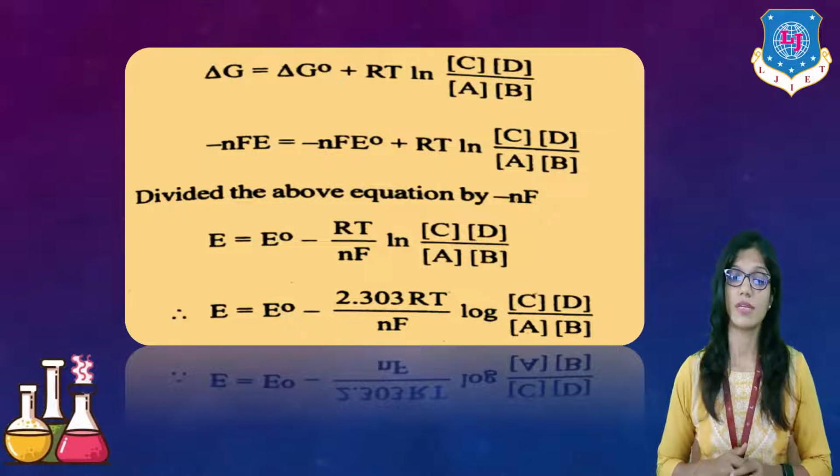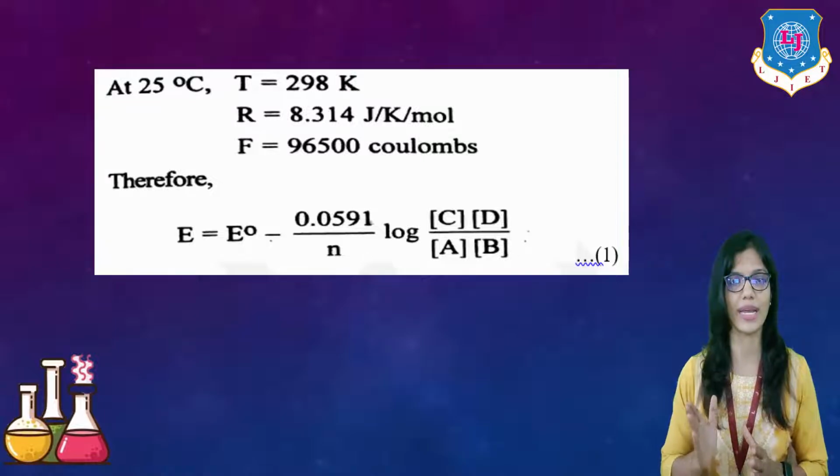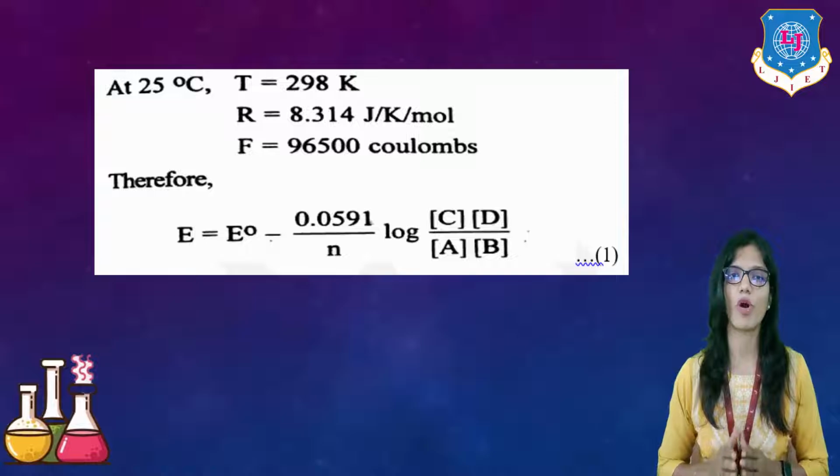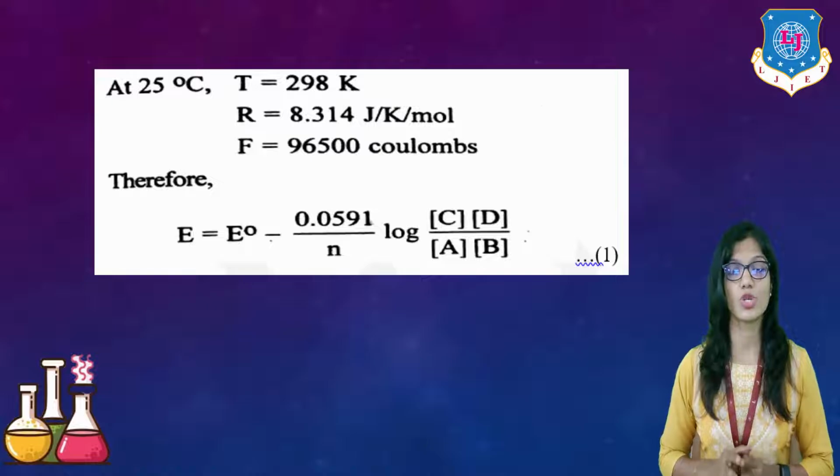So let us consider it here at 25 degrees Celsius. The value of T is 298 Kelvin. The value of R is 8.314 joule per kelvin per mole. We have F, which is 96500 coulombs.